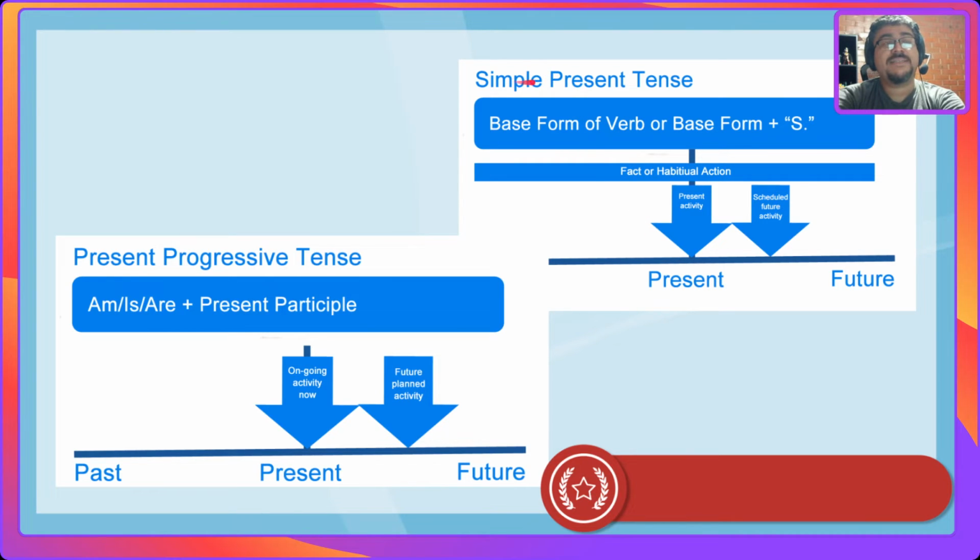For example, simple present tense, right? The base form of the verb, or the base form and s, sorry. We're going to talk about a fact or a habitual action, a scheduled event, right? It always happens. And the present progressive tense is are, or is, and the present participle. This is the verb to be plus the verb in ing. We're going to talk about an activity that is planned.